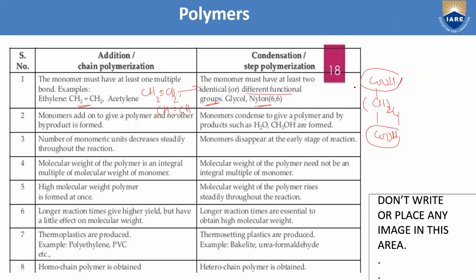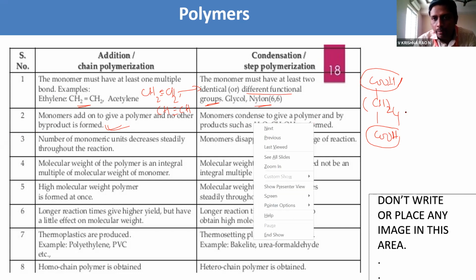Either at least two identical or different functional groups, for example glycol or nylon 66. Nylon 66 is the example for these monomers. In addition polymerization, monomers add on to give a polymer and no byproduct is formed. Already you know this.